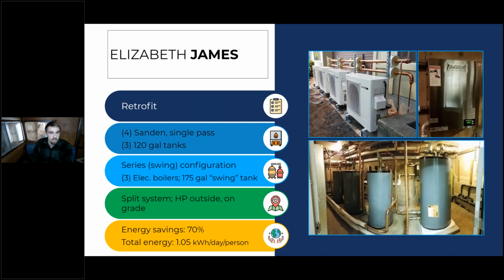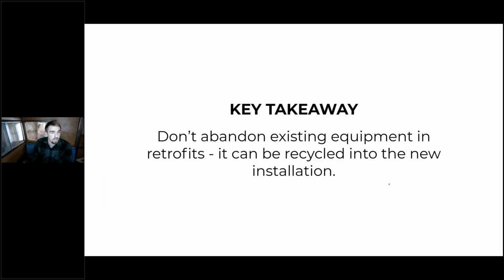And because we implemented this system at Elizabeth James, they saw an energy savings of about 70% in the domestic hot water system. So that's huge, and that is about a kilowatt hour per day per person in this apartment building. So the key takeaway from this case study is we don't want to abandon existing equipment in retrofits because it can be recycled into the new installation. We actually saved a lot of project cost here because we were able to utilize those existing electric heaters and the existing tank to implement into the temperature maintenance system.